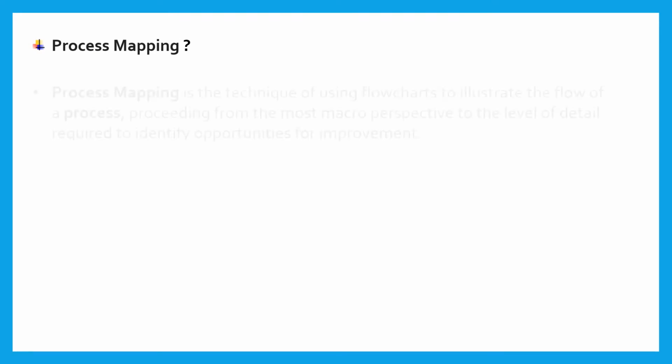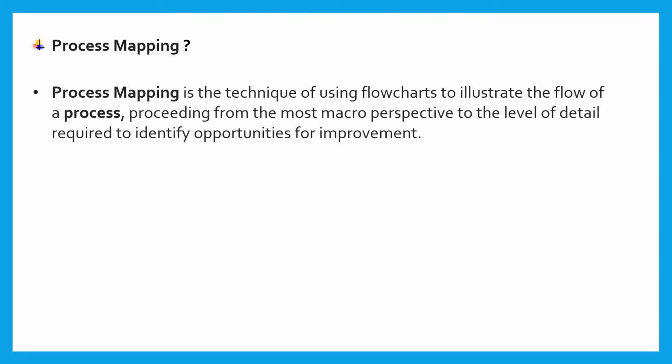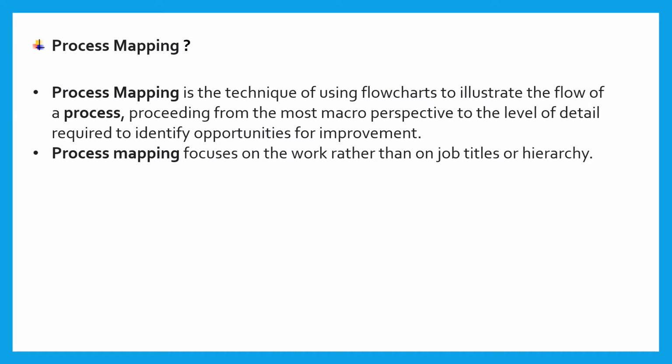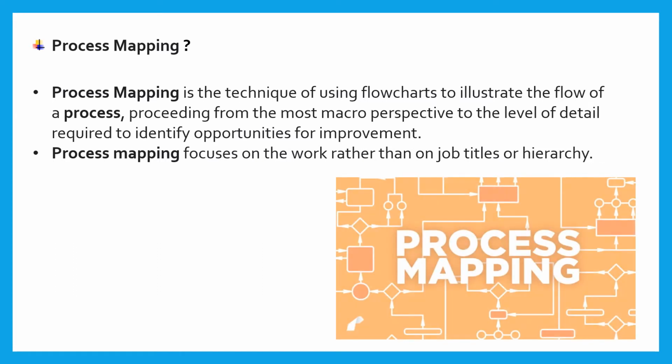What is process mapping? Process mapping is the technique of using flowcharts to illustrate the flow of a process, proceeding from the most macro perspective to the level of detail required to identify opportunities for improvement. A process map is a planning and management tool that visually describes the flow of work. Process mapping focuses on the work rather than on a job, titles, or hierarchy. Using process mapping, process flows show a series of events that produce an end result.